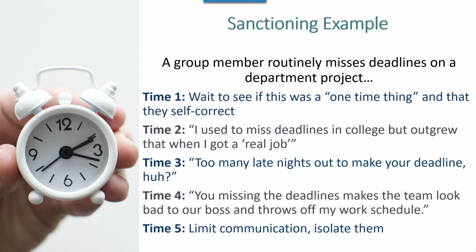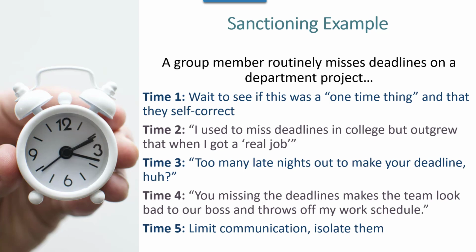Given the words applied to this process, sanctions, positive reinforcement, and self-correction, this might sound rather formal or serious to you. So let's take a look at an example and how this looks in a scenario. Let's say a group member in your department is missing deadlines. The first time someone misses a deadline, usually there's a bit of a pass given, and the leader and group will wait to see if this is a one-time thing, and the individual self-corrects. You're giving someone the benefit of the doubt.